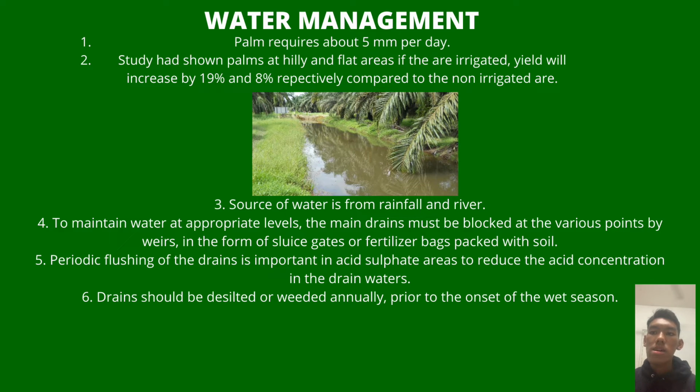To maintain water at appropriate levels, the main drain must be blocked at various points by weirs in the form of sluice gates or fertilizer bags packed with soil. Next, periodic flushing of the drain is important in acid sulfate areas to reduce the acid concentration in the drain waters. Drains should be desilted or weeded annually, prior to the onset of the wet season.